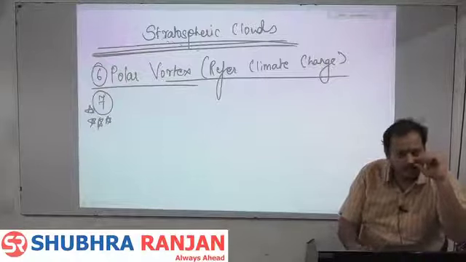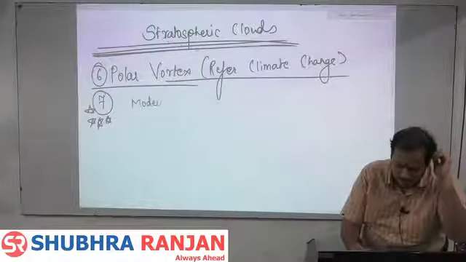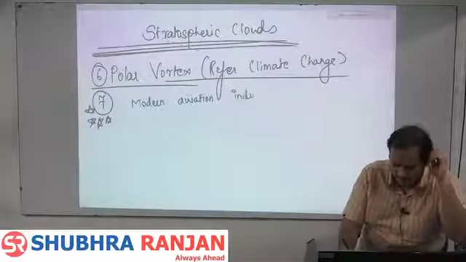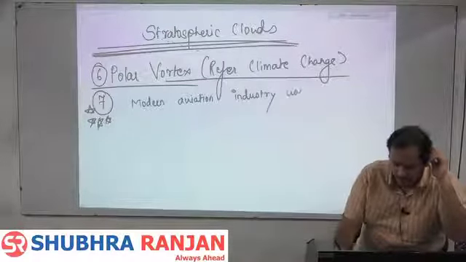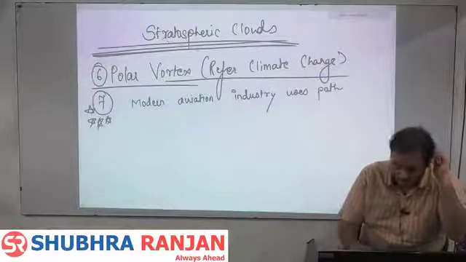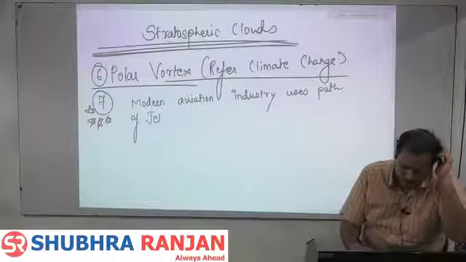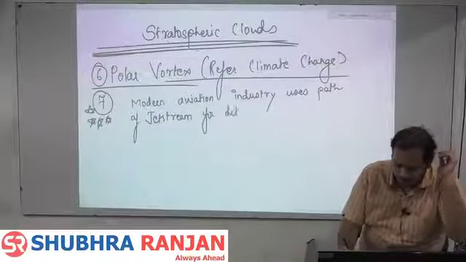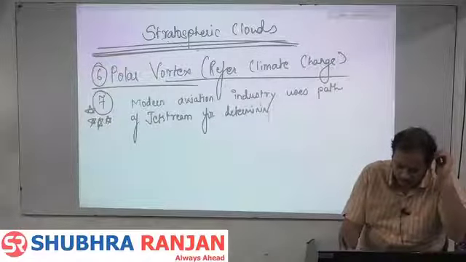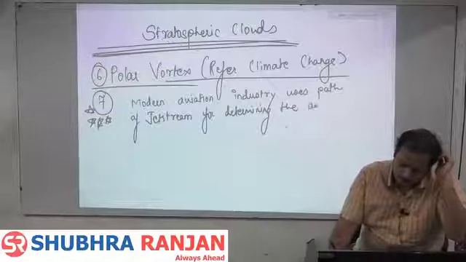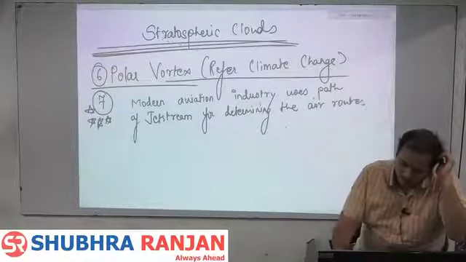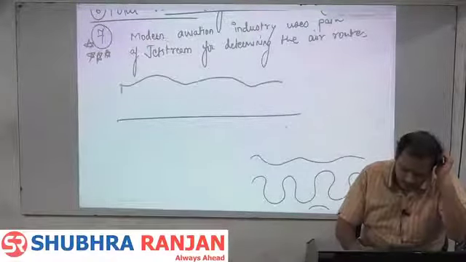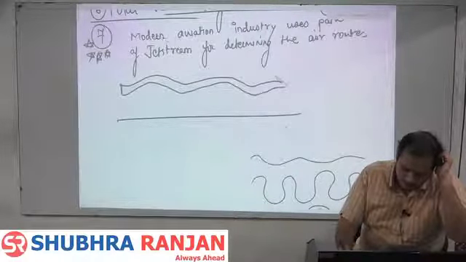The significance of the 7th point is modern aviation industry uses path of jet stream for determining air routes. That is what I told you yesterday.